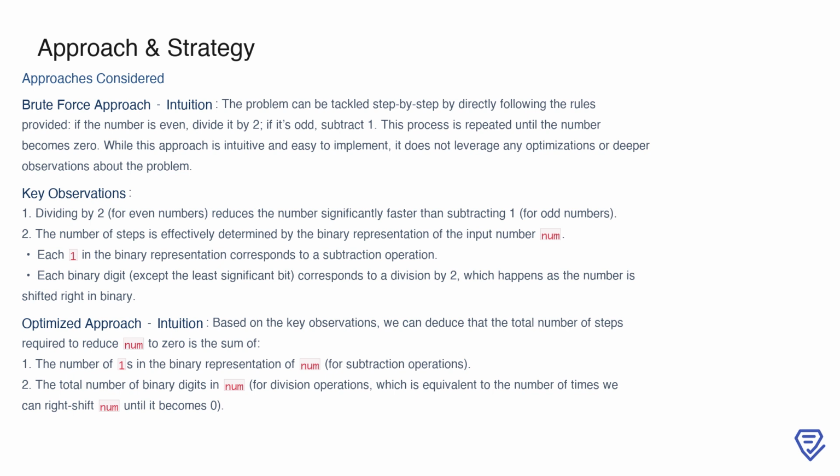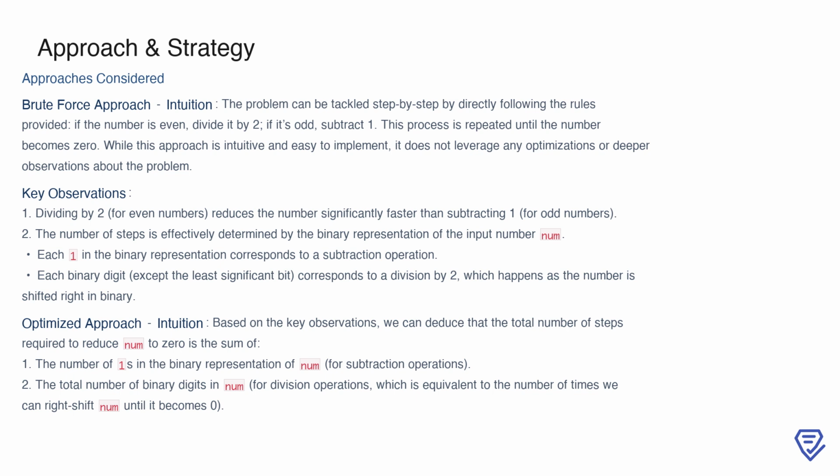Now, let's explore some key observations about the problem. First, dividing by 2 when the number is even reduces its value much faster compared to subtracting 1 when it's odd. This means division steps are more impactful in reducing the number. Second, the number of steps required to reduce the number to 0 is deeply tied to its binary representation.